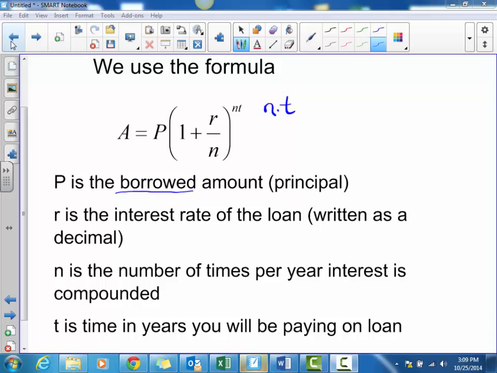R is the interest rate of the loan. The interest rate is always given to us as a percent, and we need to turn that into a decimal. The way that we do that is we drop the percent sign, and we remember to move the decimal 2 places to the left.